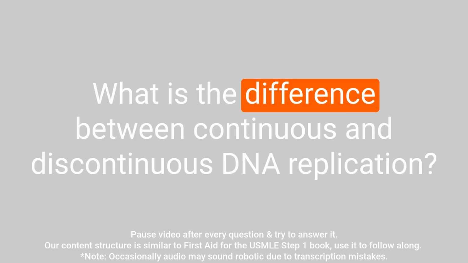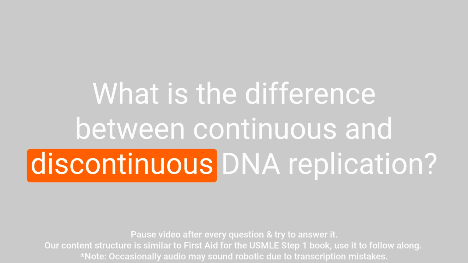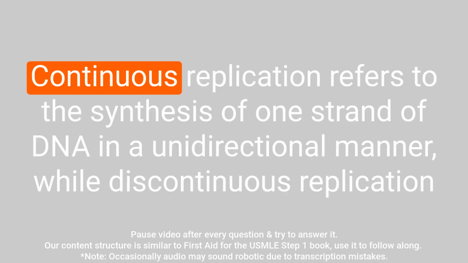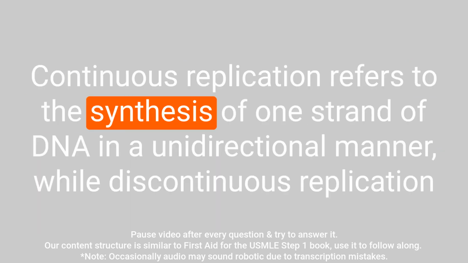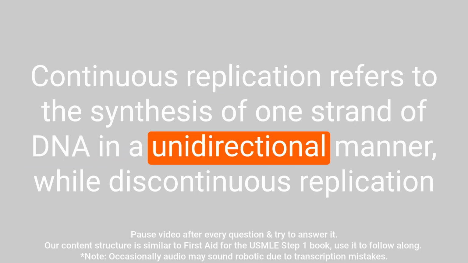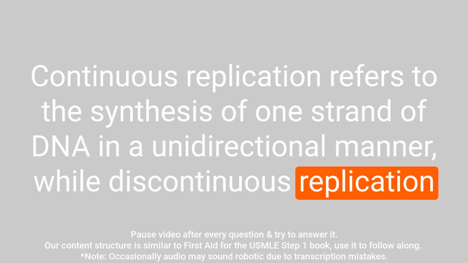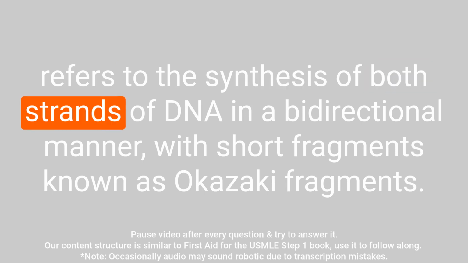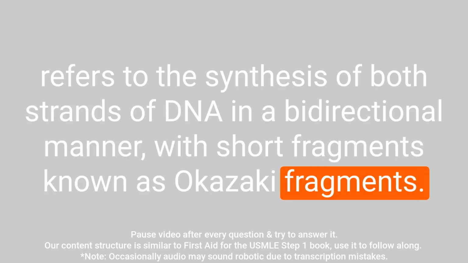Question: What is the difference between continuous and discontinuous DNA replication? Answer: Continuous replication refers to the synthesis of one strand of DNA in a unidirectional manner, while discontinuous replication refers to the synthesis of both strands of DNA in a bidirectional manner, with short fragments known as Okazaki fragments.